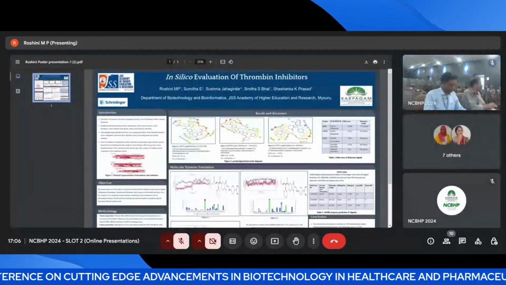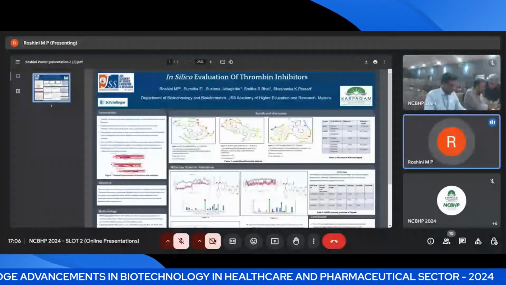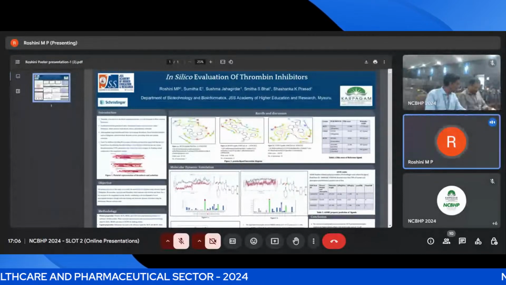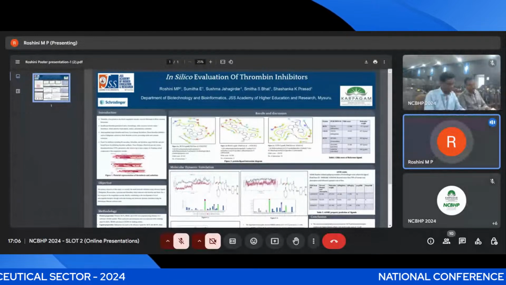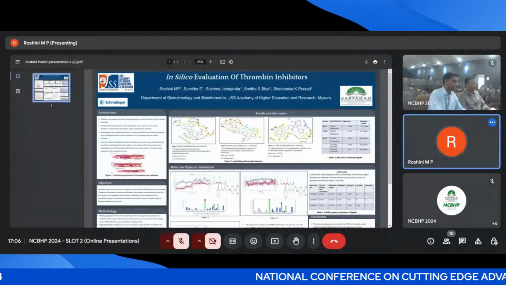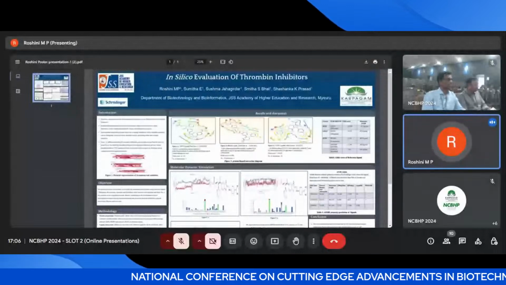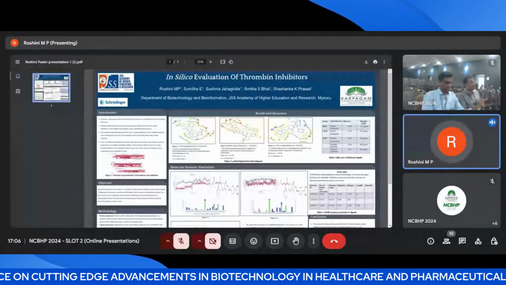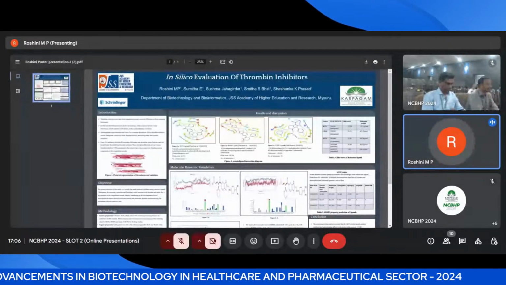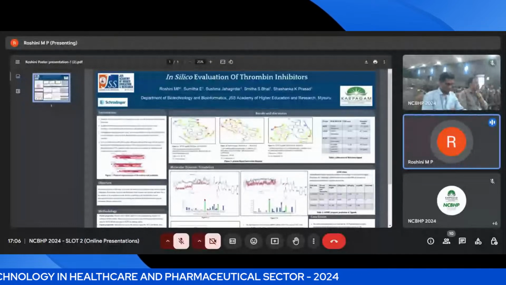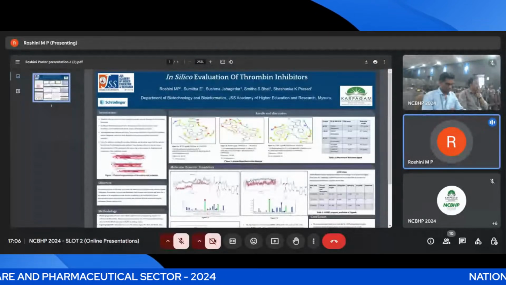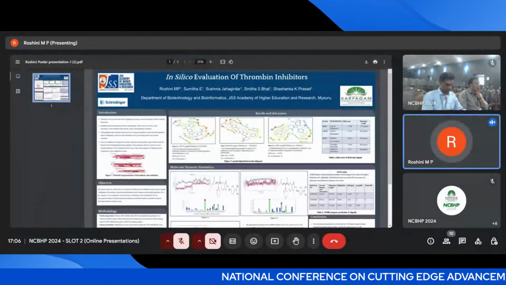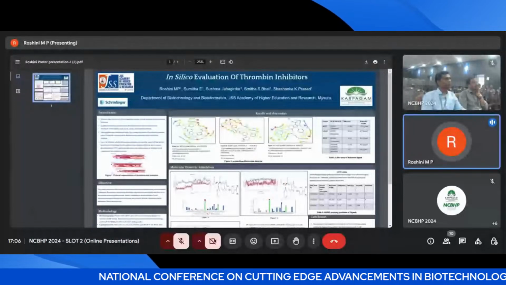Good evening, everyone. Today I'm going to discuss the topic: in silico evaluation of thrombin inhibitors. Thrombin and factor 10A play a critical role in blood coagulation. One of the major functions of thrombin is to facilitate hemostasis, whereas excessive production of thrombin can lead to diseases like thrombosis, which is the most common cause of arterial and venous thrombosis, and also causes diseases like myocardial infarction, stroke, and pulmonary embolism. Currently, there are anticoagulants such as dabigatran, rivaroxaban, edoxaban, etc., which target thrombin and factor 10A protein to manage this disorder.